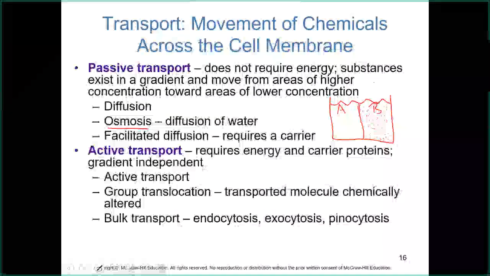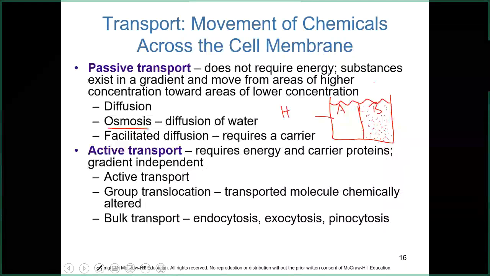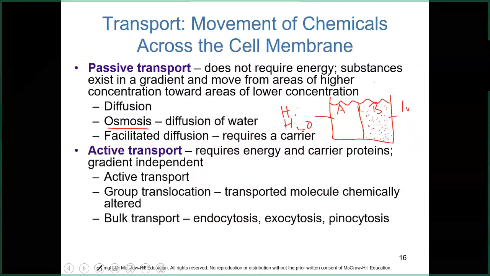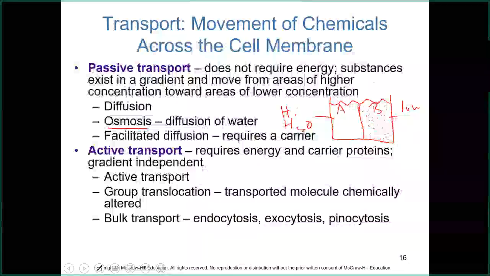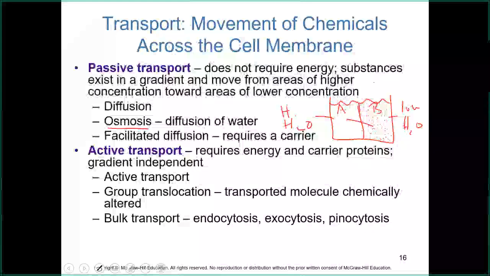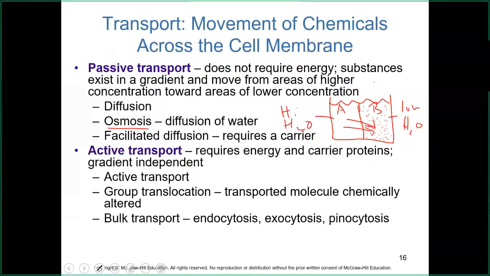So where's water most concentrated? Well, it's on side A. It has a high concentration of water, and this has a low water concentration on this side, right? The water's gonna do what? Well, it's gonna go to side B. It's going to start moving across here, and what will eventually happen, of course, is the water level on that side is going to rise up, and it's probably going to start spilling out eventually.